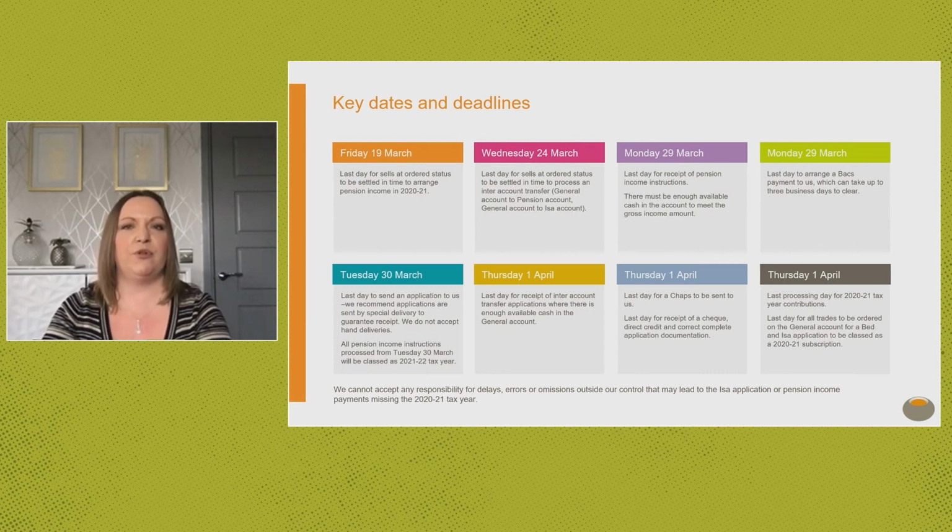Thursday, the 1st of April is the last date for inter-account transfer applications where there is sufficient cash available in the general account. It's also the last day for CHAPS payments to be sent to us, and the last day for cheques and direct credit instructions with fully completed application documents to be received by us. So due to Friday the 2nd and Monday the 5th both being bank holidays, Thursday the 1st is the final date for processing all 2021 tax year contributions, and it's the last day for trades to be ordered on the general account for Bed and ISA.